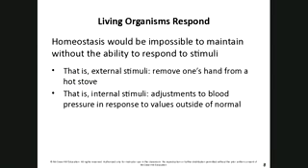Homeostasis itself would be really hard to maintain without your body's ability to respond to a stimulus. The body has an ability to recognize when it's kind of out of whack. So if your body temperature is either too high or too low, there's a special part in your brain that can detect that and then lead a cascade of events that will get that body temperature back into the normal range. As your notes say, an external stimulus is, for example, removing your hand from a hot stove. An internal stimulus, for example, is adjusting your blood pressure in response to values outside the normal, kind of the same as what we talked about with body temperature.